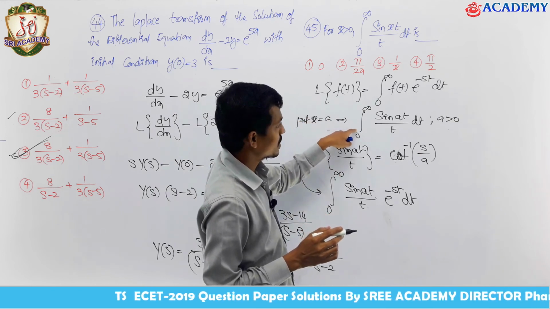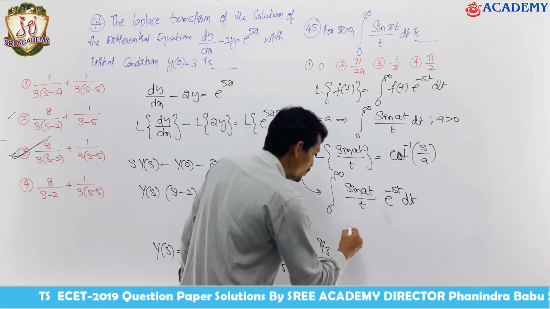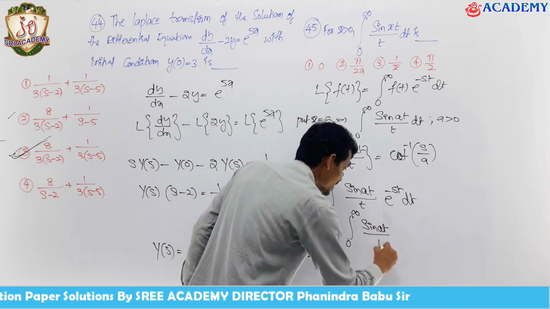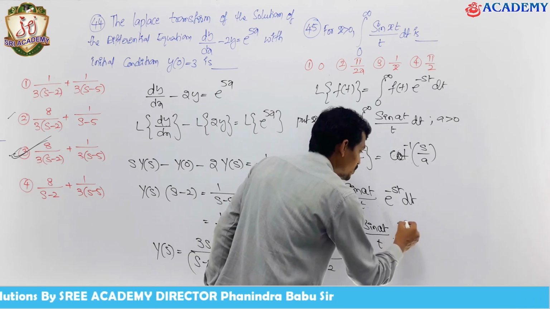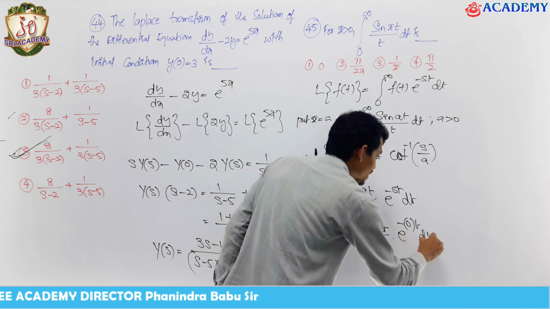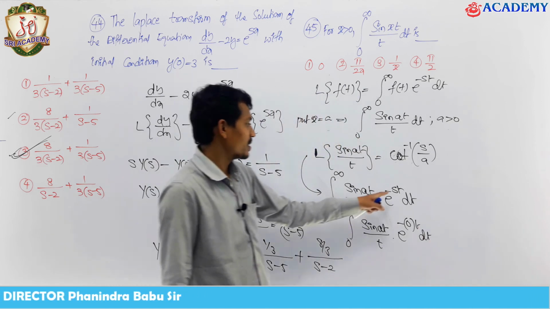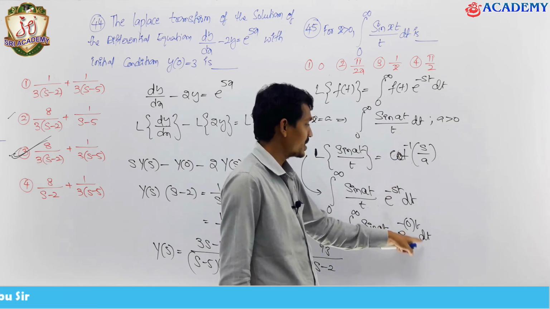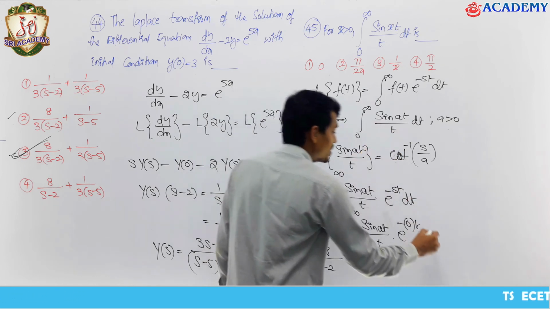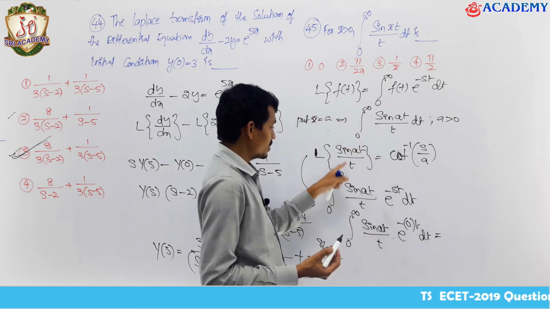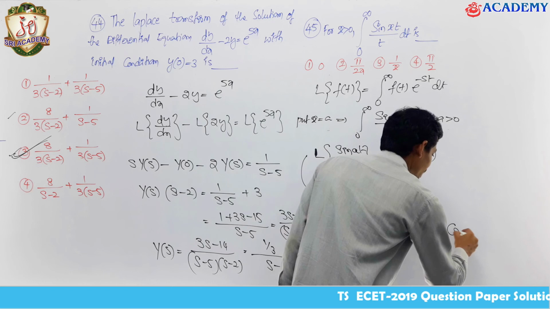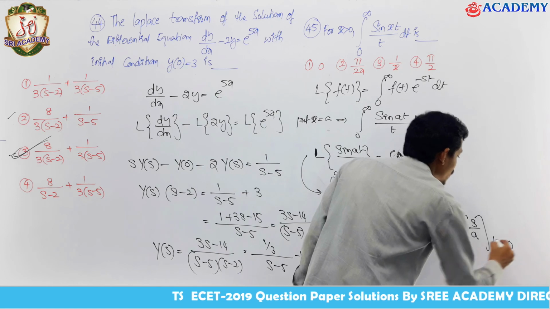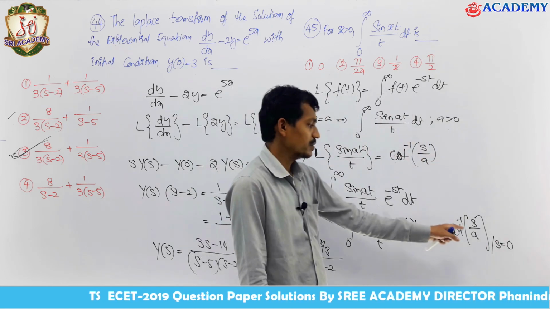Now I am modifying this: the integral from 0 to infinity of sin at by t into e power minus s plus 0 into t dt. I am writing in place of s, if it is 0, e power 0 is nothing but 1. In place of s, I just took 0. Now you got this. This is the same thing, cot inverse of s by a, but you have to take s equal to 0. S equal to 0 is going to be the answer.